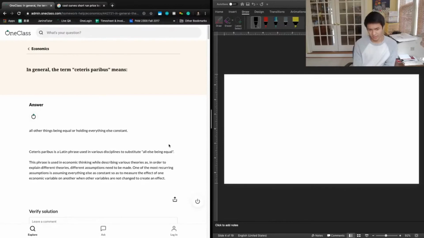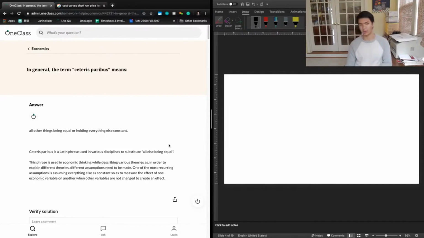This phrase is used in economic thinking while describing various theories as, in order to explain different theories, different assumptions need to be made. One of the most recurring assumptions is assuming everything else is constant so as to measure the effect of one economic variable on another when other variables are not changing to create an effect.